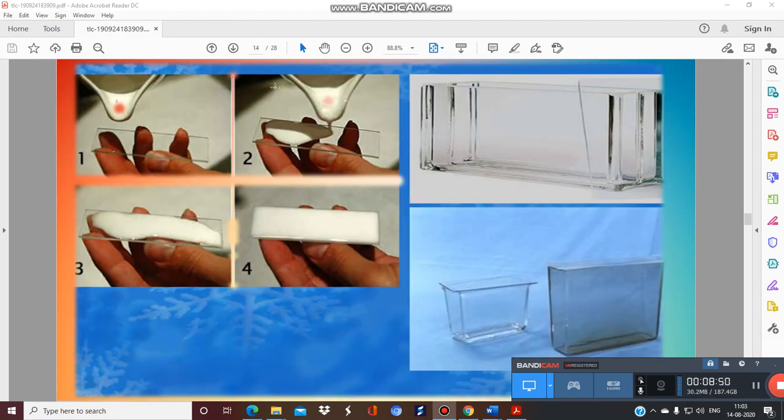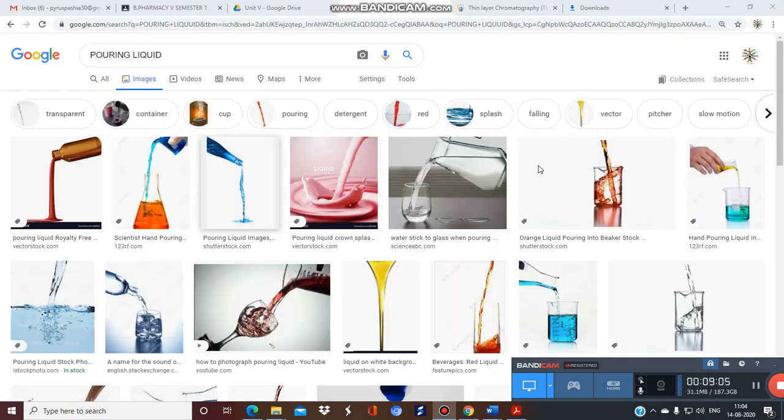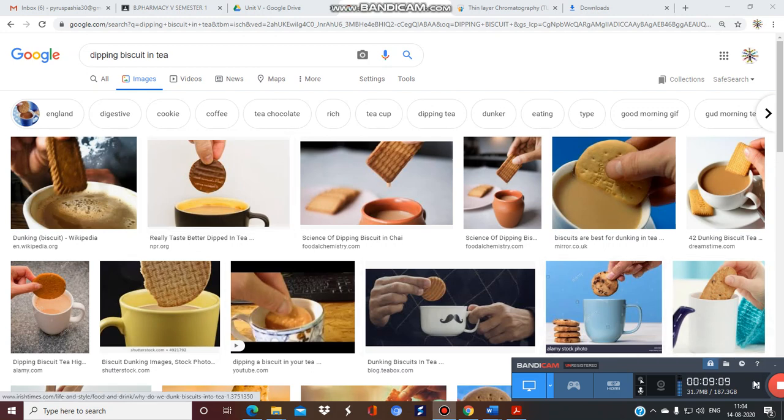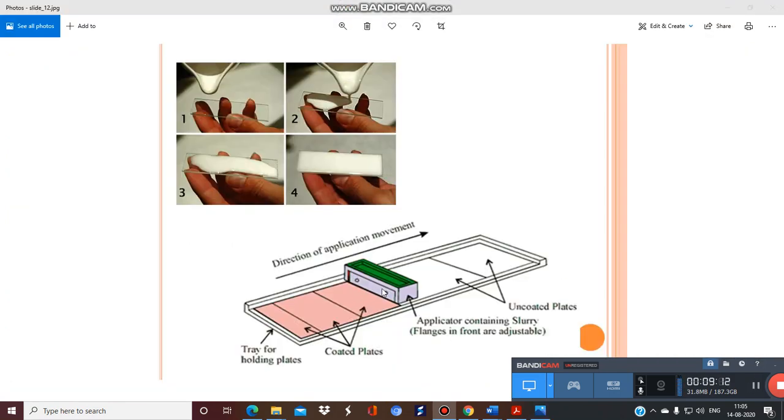Please see this and tell me, what is this method? Is it pouring? No. What is this? Is it dipping? No. Is it spreading? No. What is this? Yes, it is pouring. Yes, it is the pouring method. Okay. Please see this. These are all images of pouring, pouring a liquid. Yes, this is dipping. And yes, this is the spreader. This is the spreader. Okay.